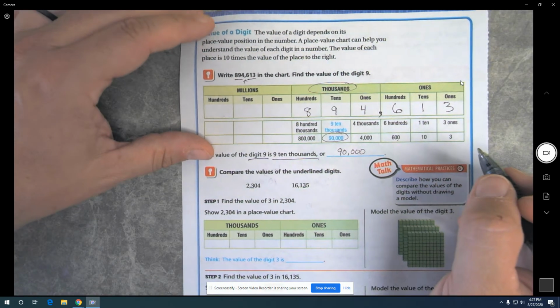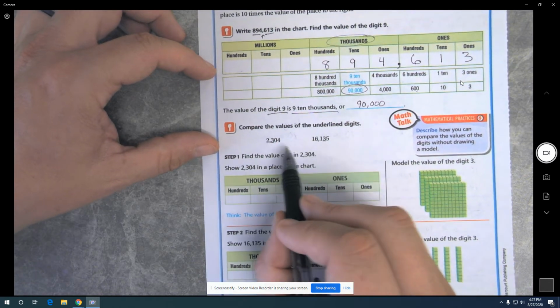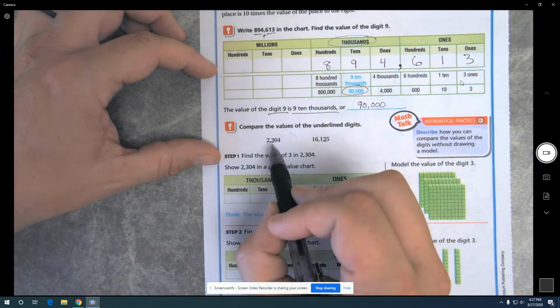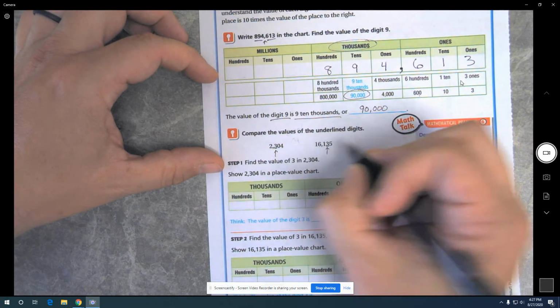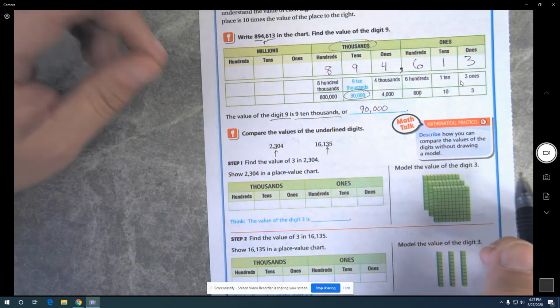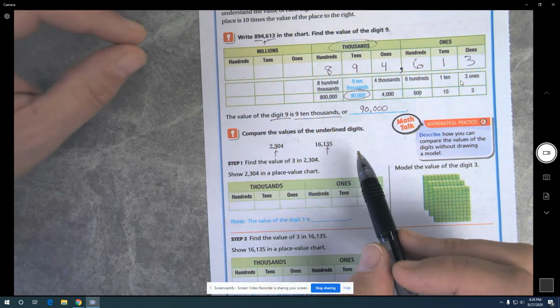And again, go back and rewind this if you need to. Now they want us to compare the values of these underlined digits. So they've given us two numbers. They both have a 3. I'm going to mark that. There's a 3 there and a 3 there. So they both have a 3 like we started this whole lesson with, but they're not in the same place. They're not worth the same thing.